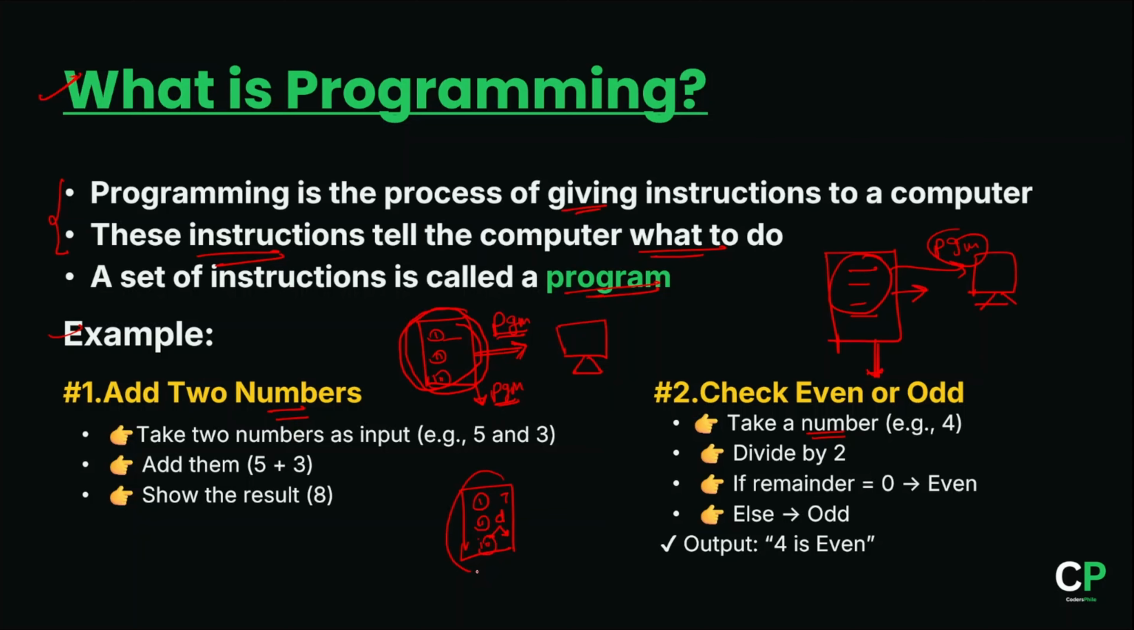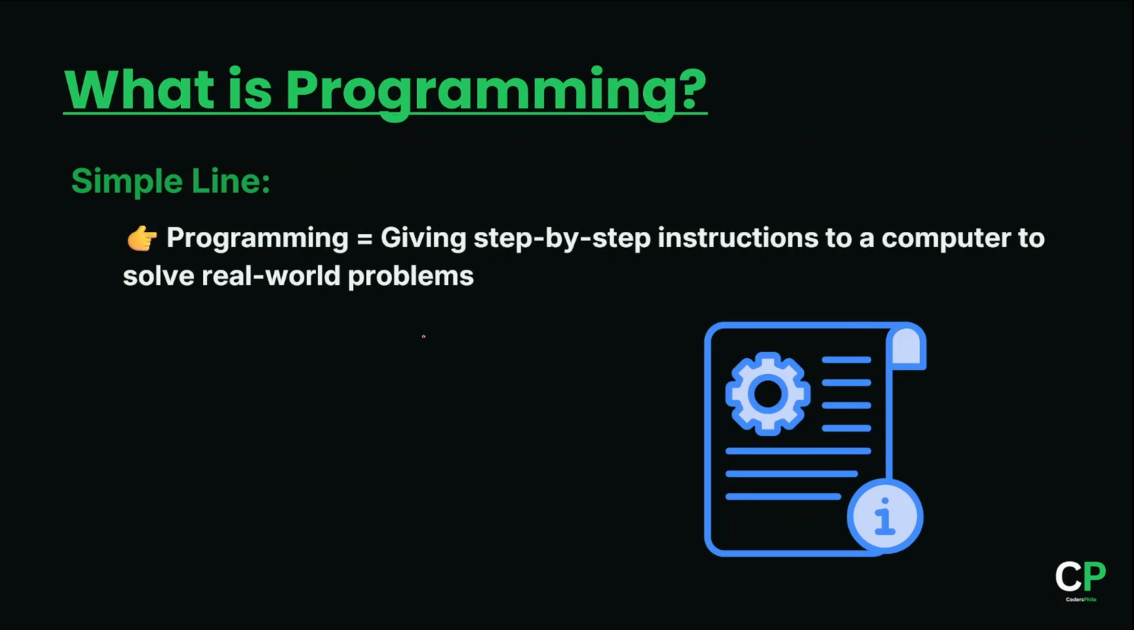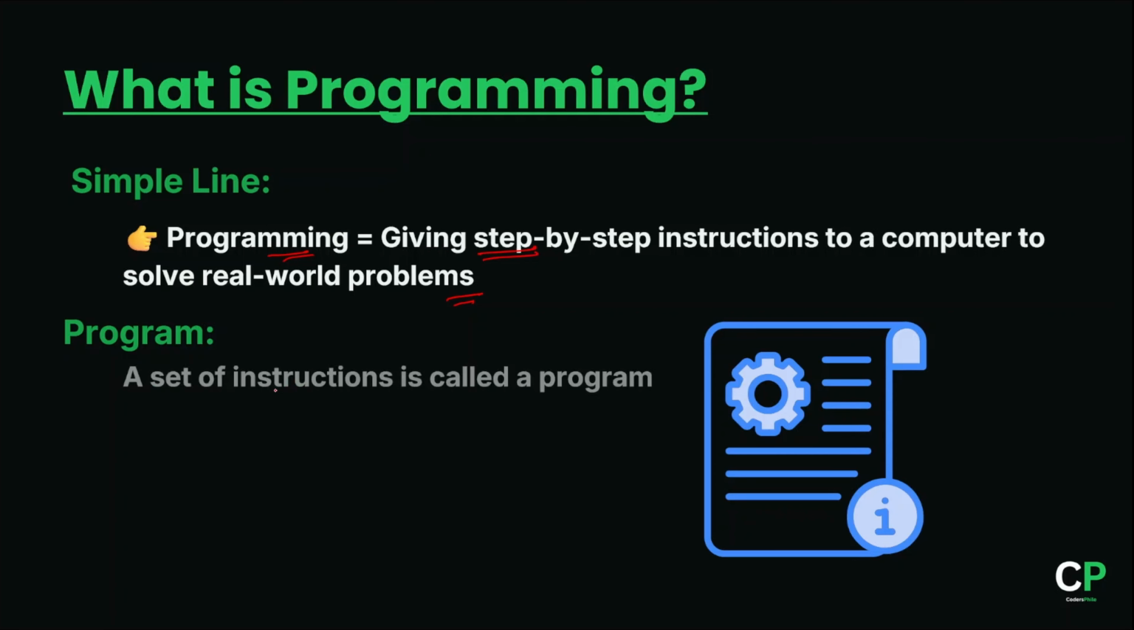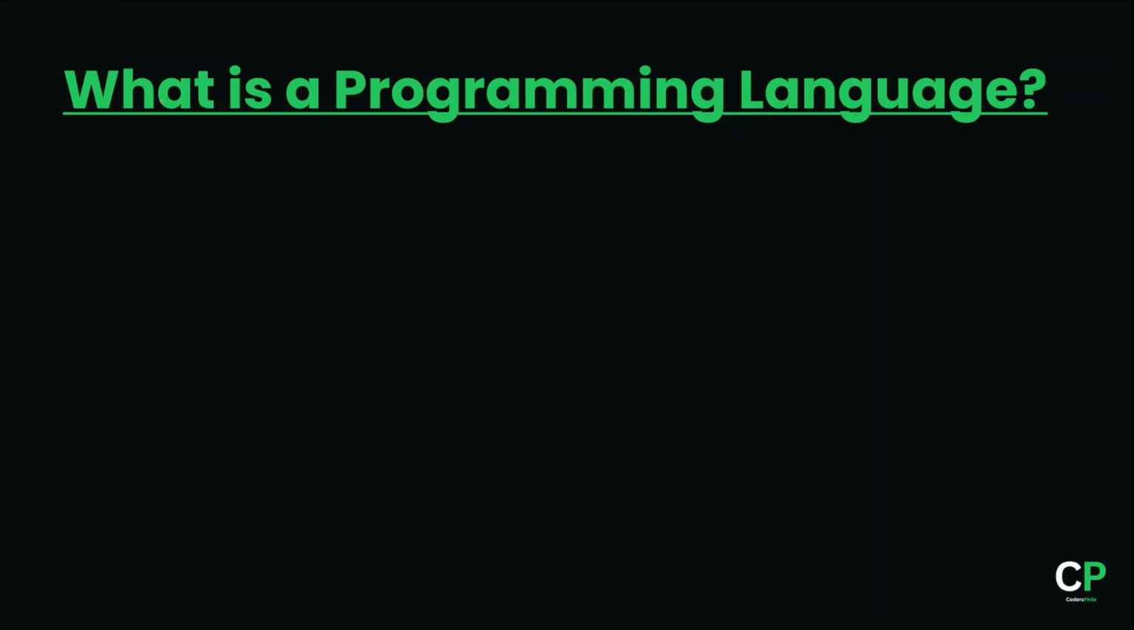We will write this instruction in a file and give it to a computer. This set of instructions is called a program. So in simple words, programming is giving step-by-step instructions to a computer to solve a real world problem, and the set of instructions is called a program. Now we have learned what programming is.